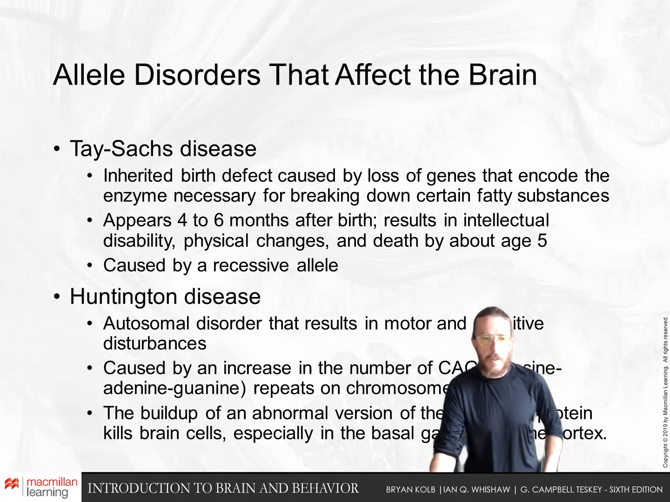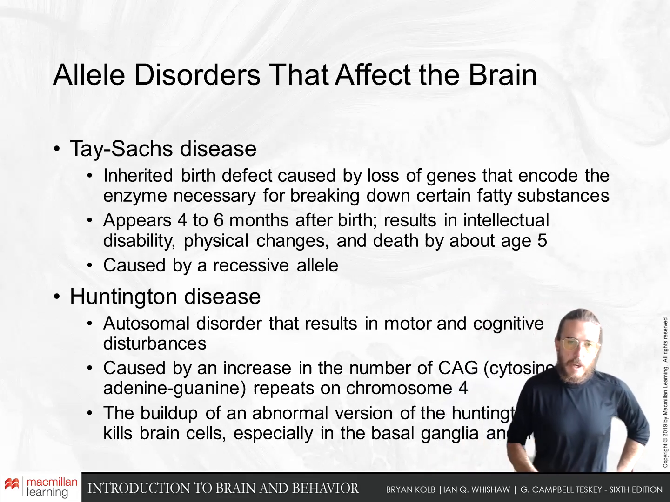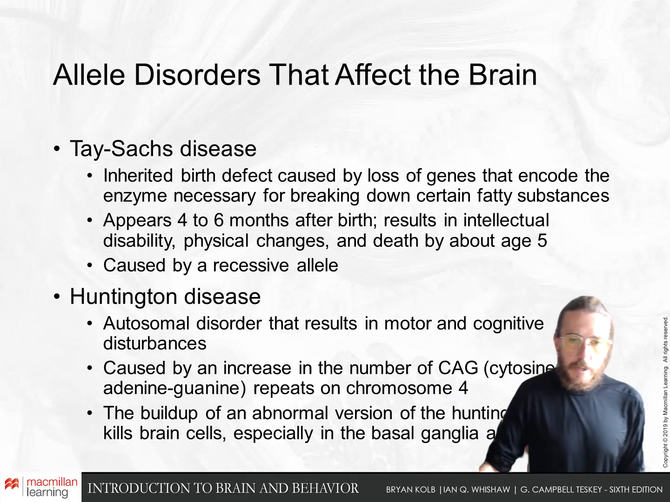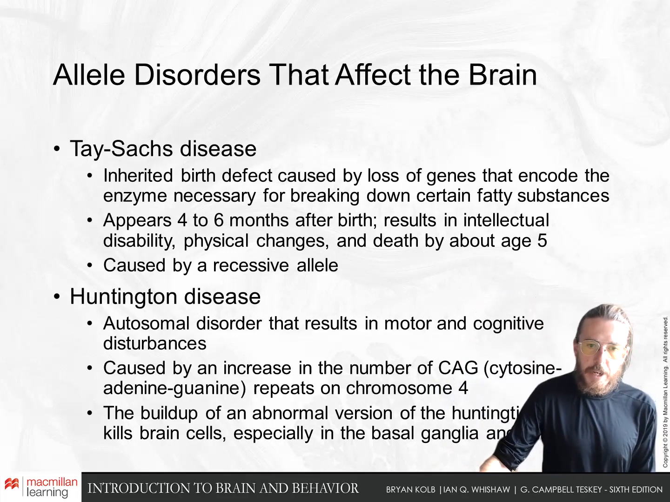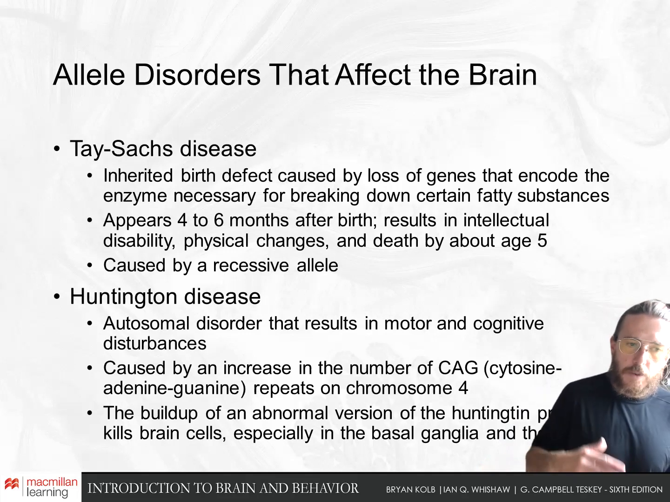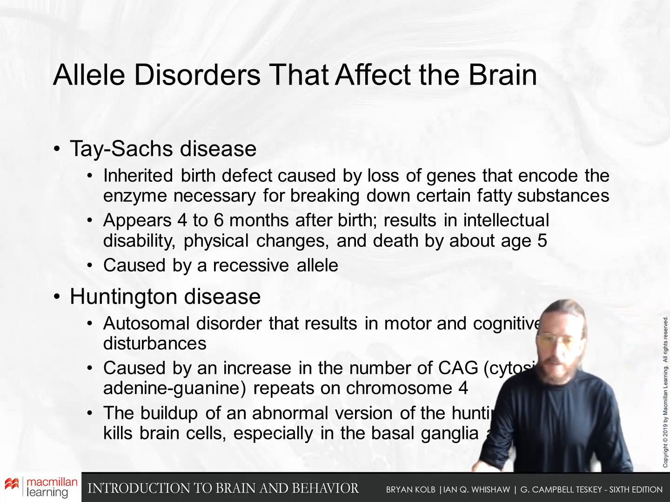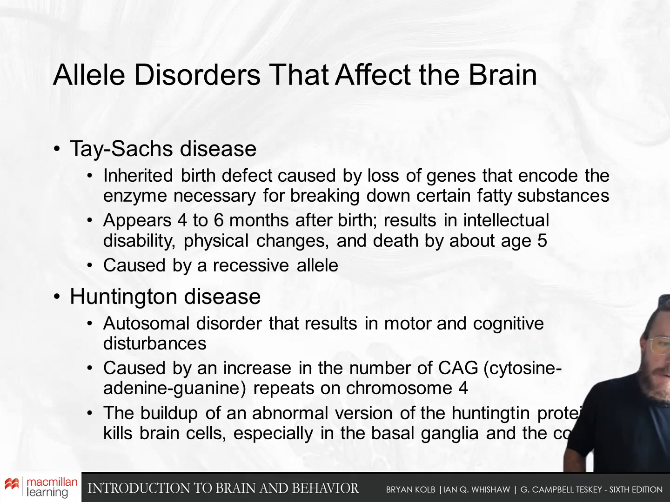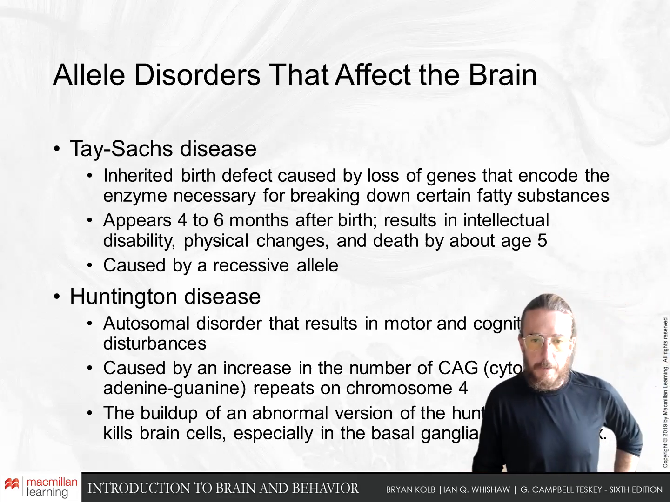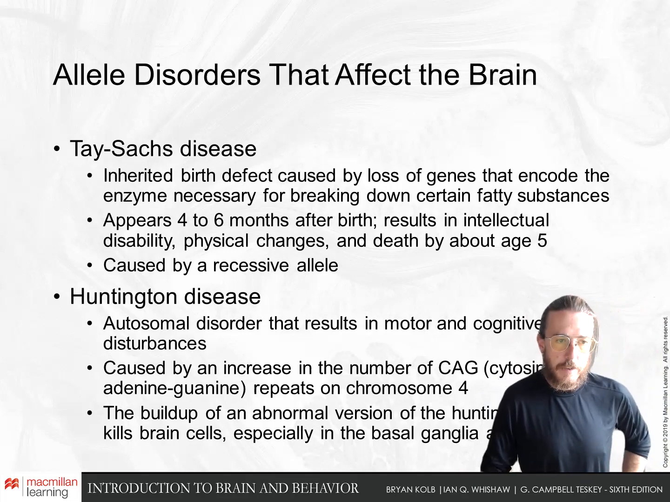Huntington's disease is a different type of disorder, and it's caused by a number of repeats of a particular codon on chromosome 4. If you have too many repeats of this codon, you can create too much of this Huntington protein that can kill brain cells in the basal ganglia and the cortex. This leads to the disorder called Huntington disease.